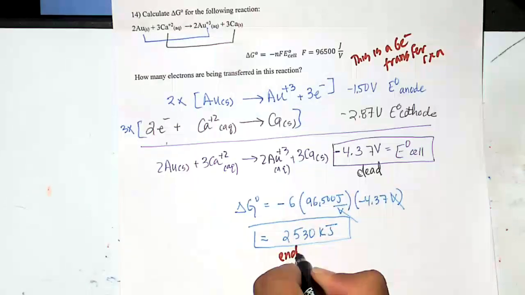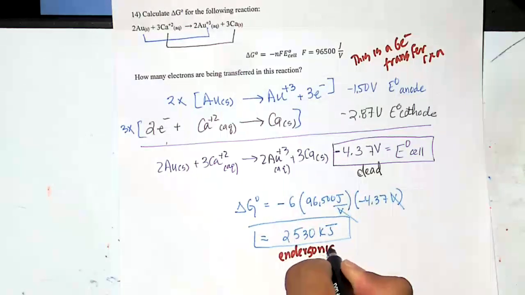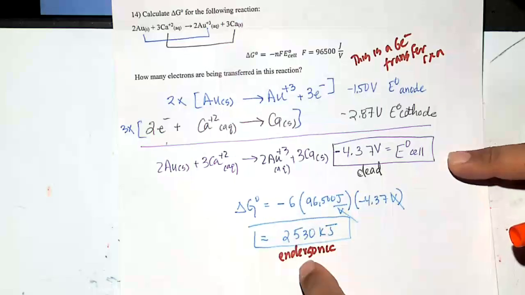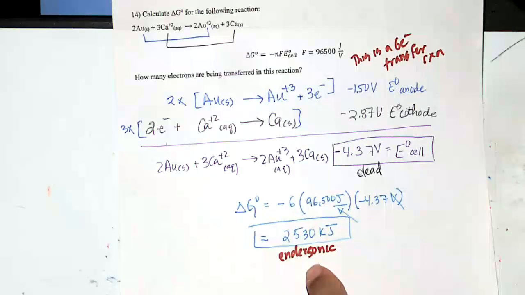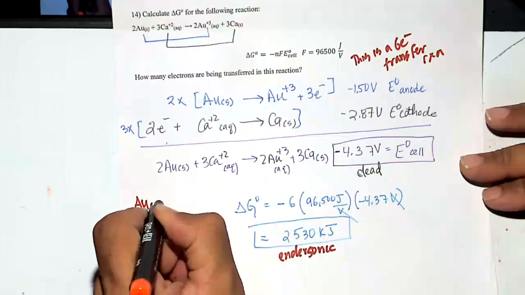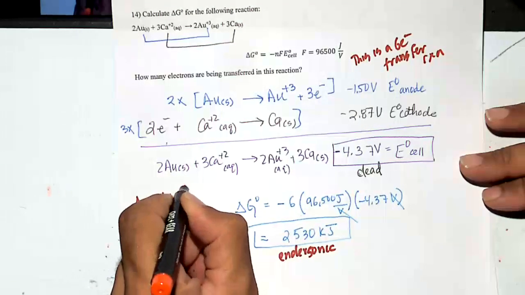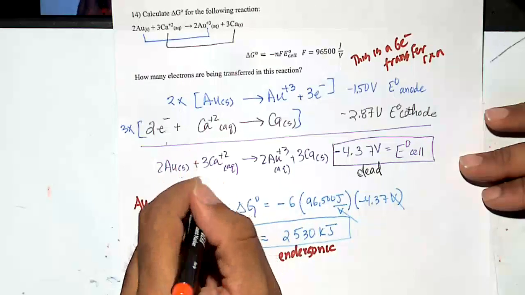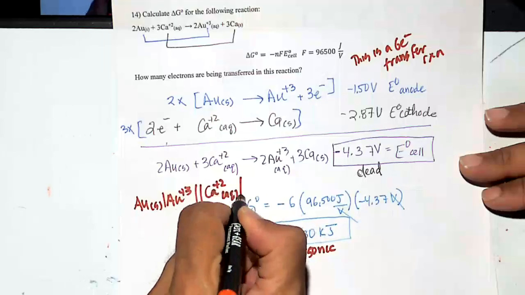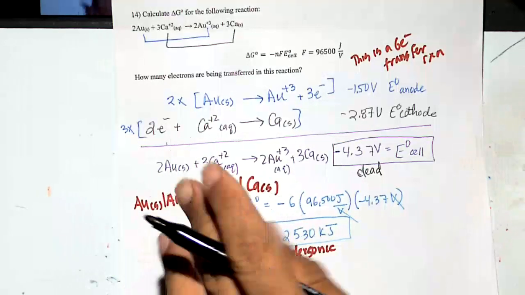All right, endergonic. Okay, notice how they corroborate each other. Favors reactants because it's a dead battery, favors reactants. Okay. All right, anode couple: Au solid, one line, Au plus 3. Cathode couple: Ca plus 2, one line down, Ca solid.